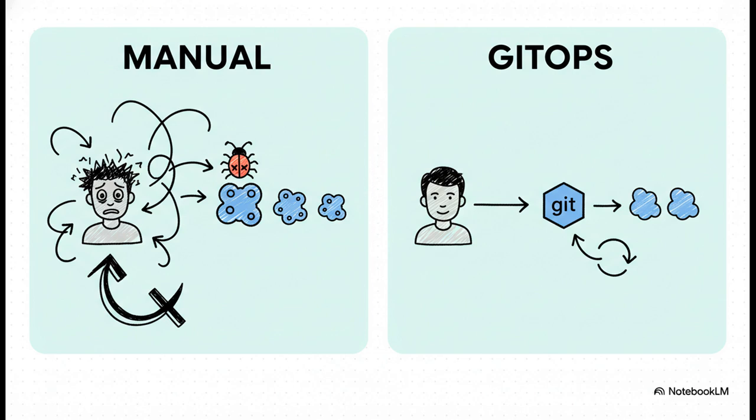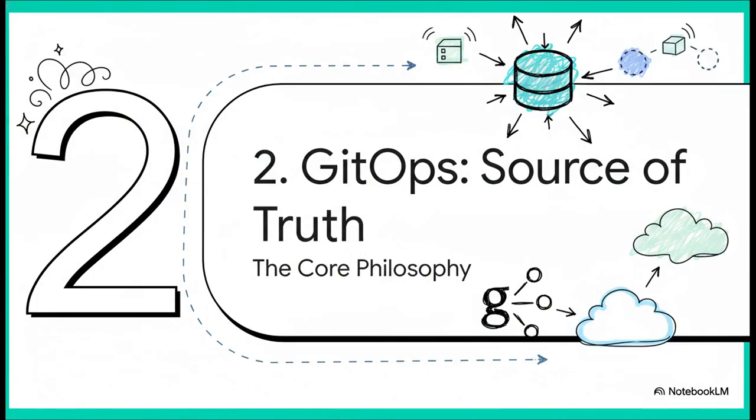But on the right, with GitOps, everything changes. It's automated, repeatable, and you have a perfect history of every single change right there in Git. And if something goes wrong, you just use a simple git revert. All right, so we've seen the problem. Let's talk about the solution.